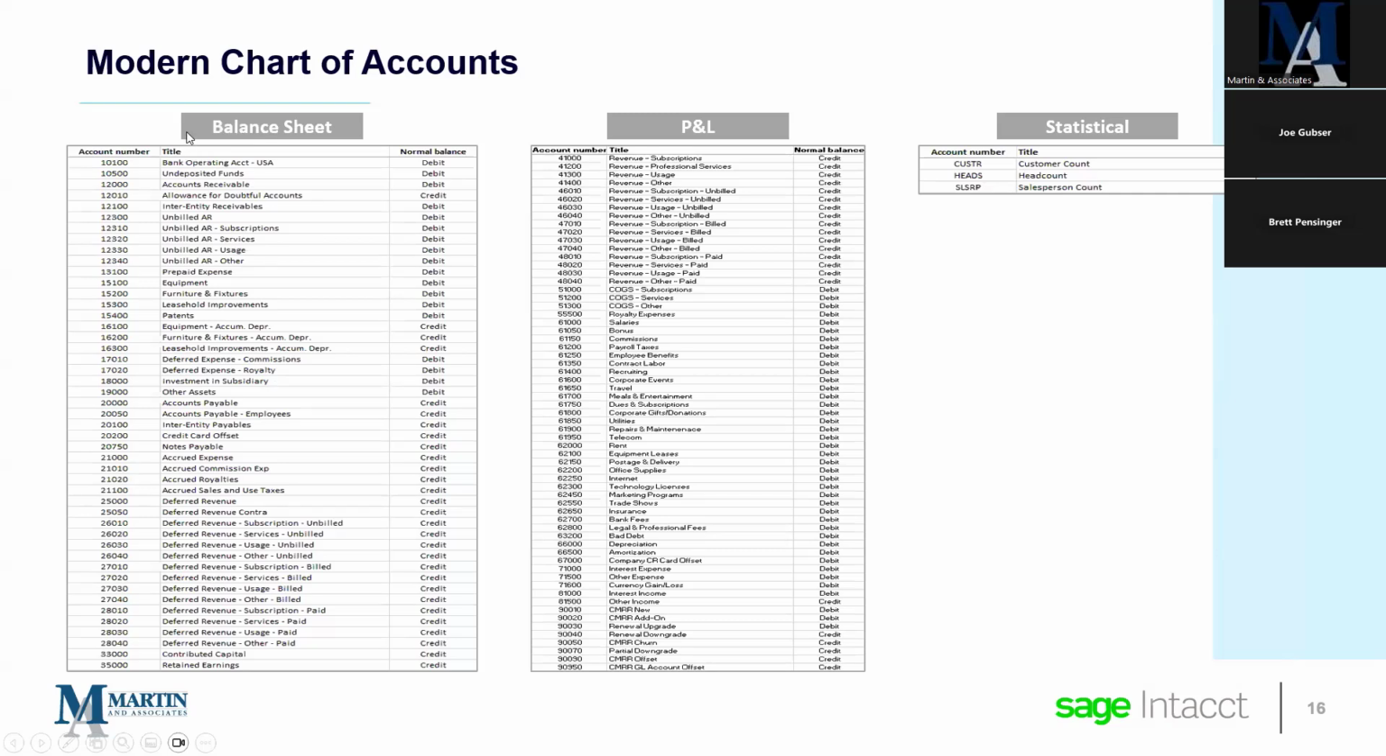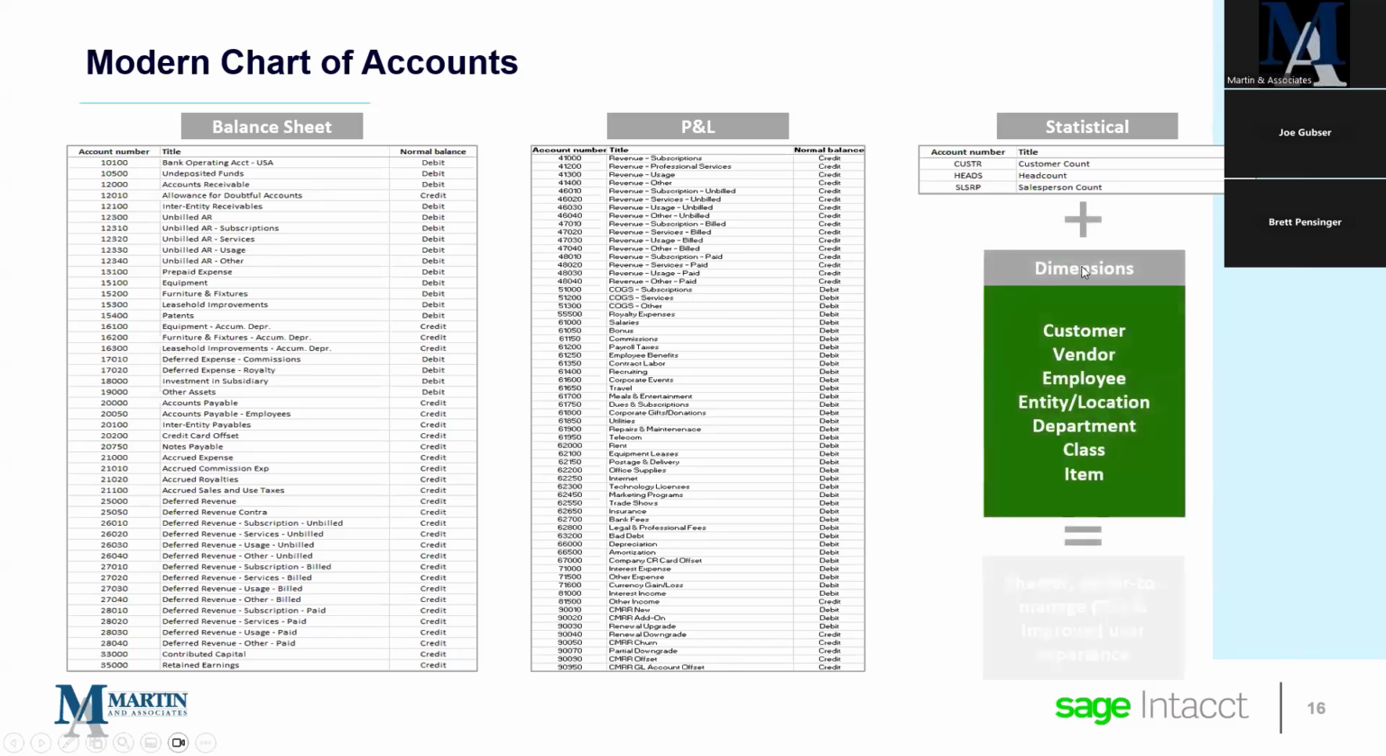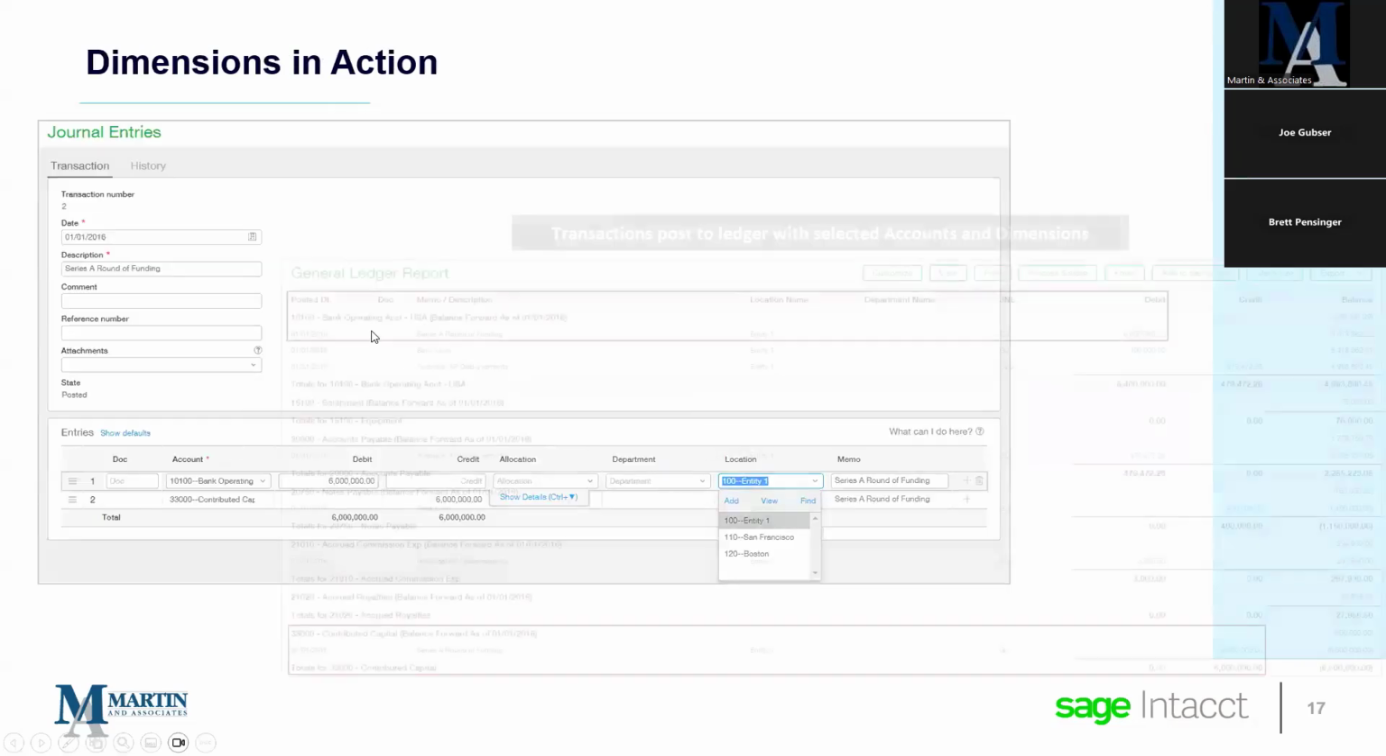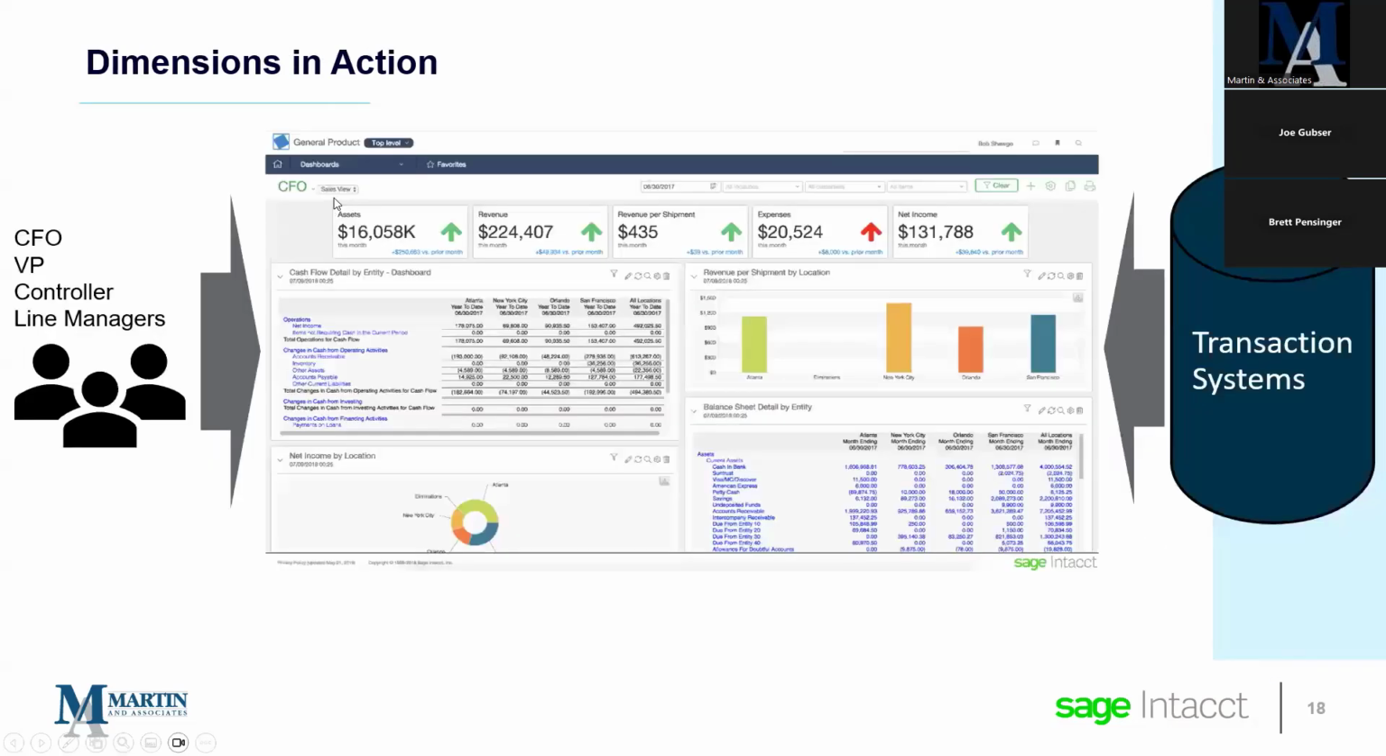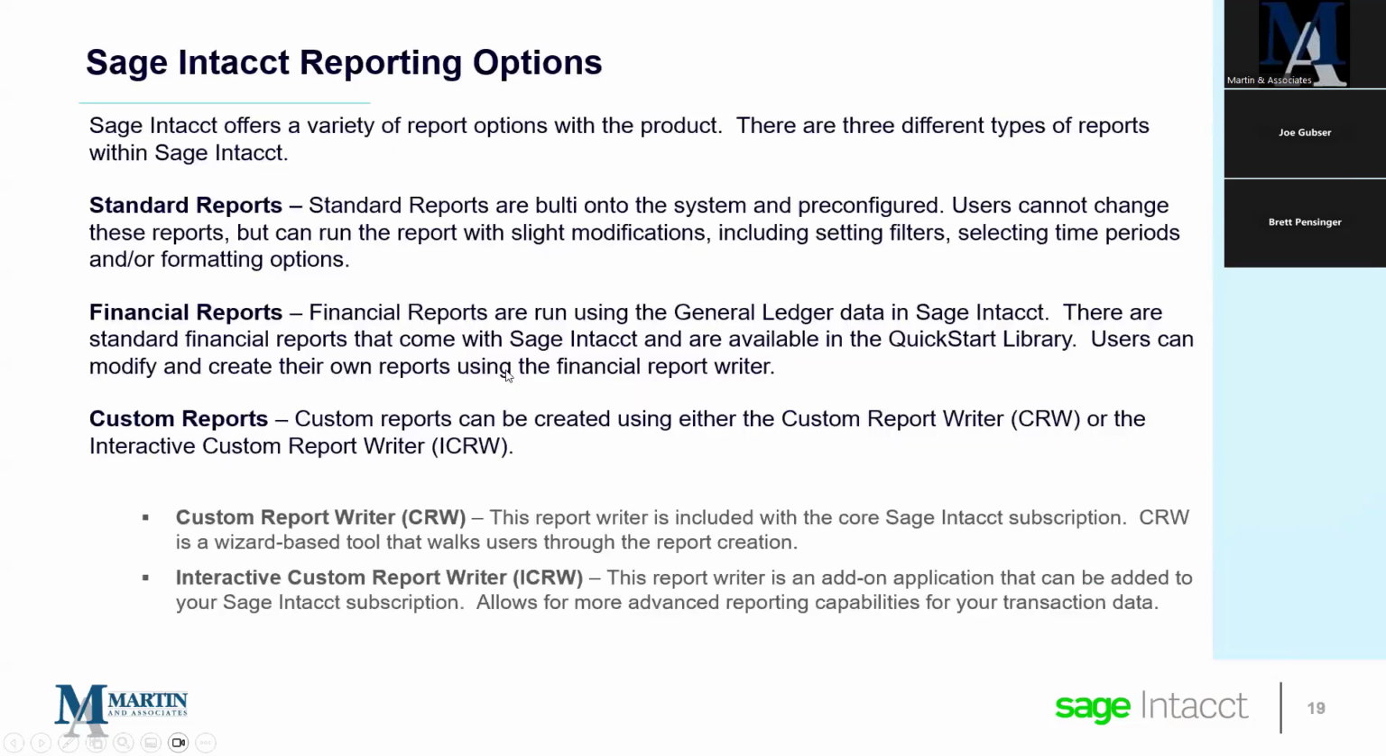So here's an example of more of a modern chart of accounts like Sage Intacct has. You have your natural accounts plus your dimensions, which gives you a shorter, easier to manage chart of accounts, helps your reporting, and improves the user interface and user experience. And then these are some examples of dimensions in action. We're going to see all this when we get into the system.